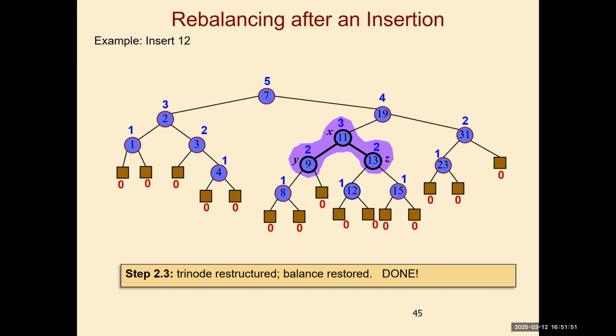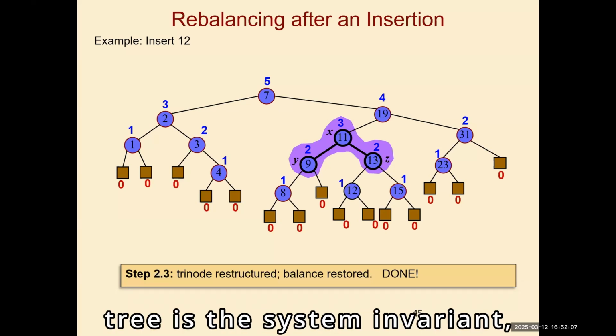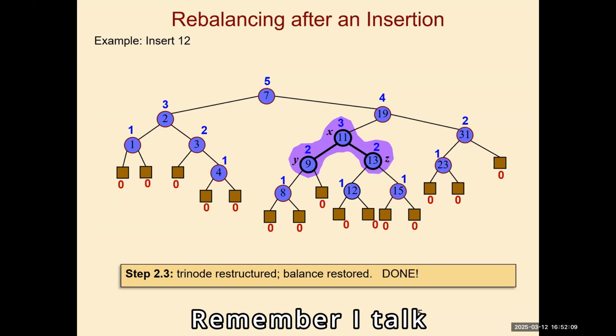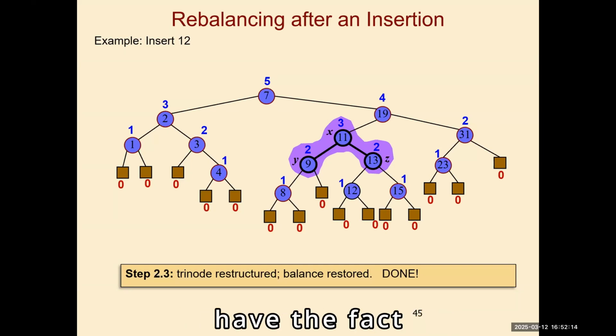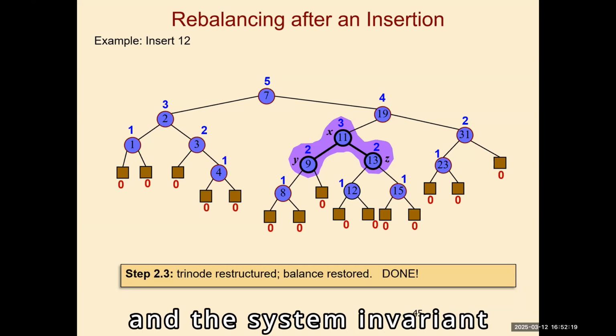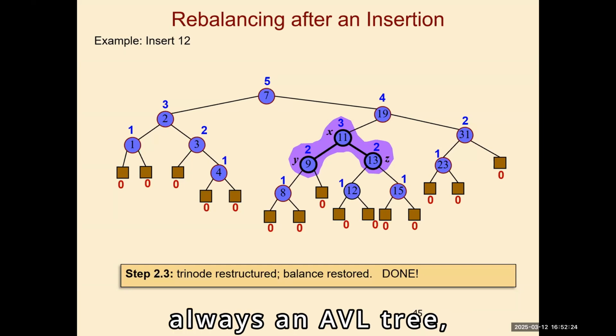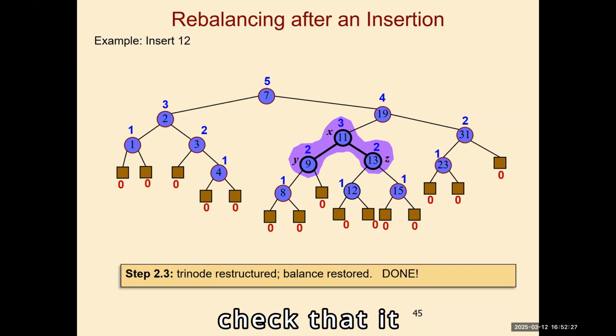Yeah, I think so. When I said your first step was make sure it's an AVL tree, that's just so if you're coding this up, it is an AVL tree is the system invariant, right? Remember I talked about loop invariance that you maintain. So somebody's doing an insert operation, and the system invariant is that it's always an AVL tree, all right? So the code wouldn't check that it was an AVL tree.